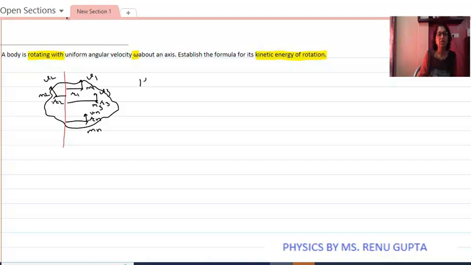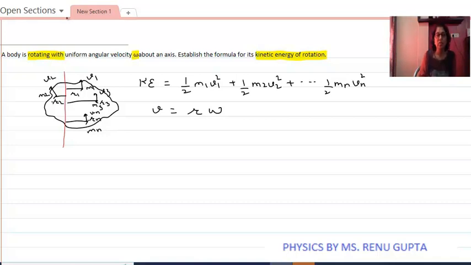Therefore, the total kinetic energy of rotation is equal to half m1 v1 square plus half m2 v2 square plus half mn vn square. Now for rotation, we know that linear velocity is equal to r omega, where omega is angular velocity. Since the body is a solid body, its particles are fixed, they do not have relative motion between each other. Therefore, the angular velocity of all the particles will remain constant.